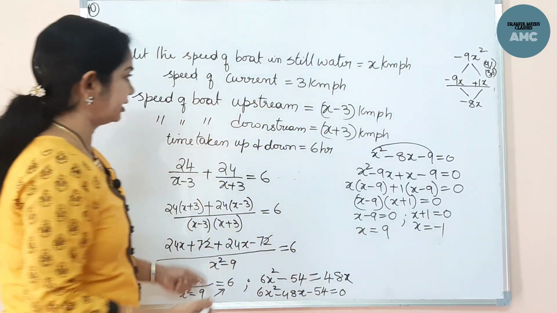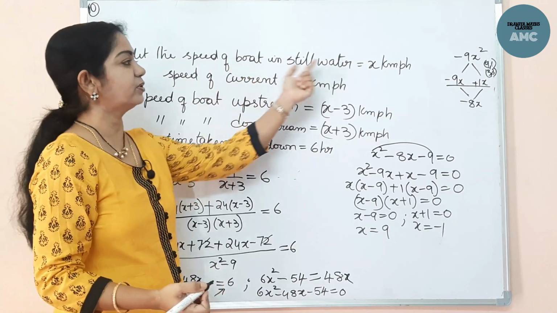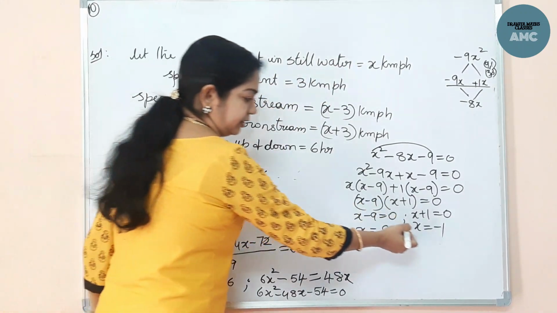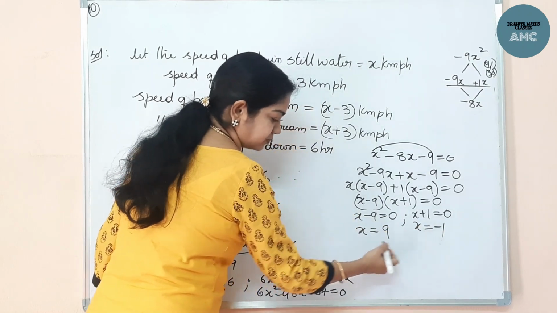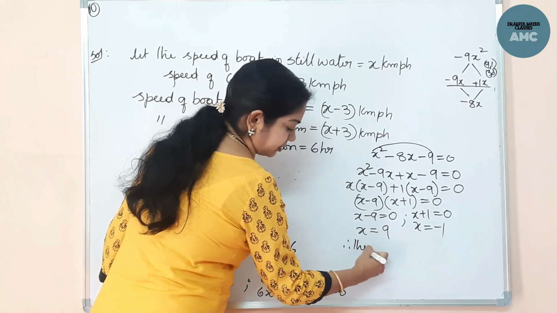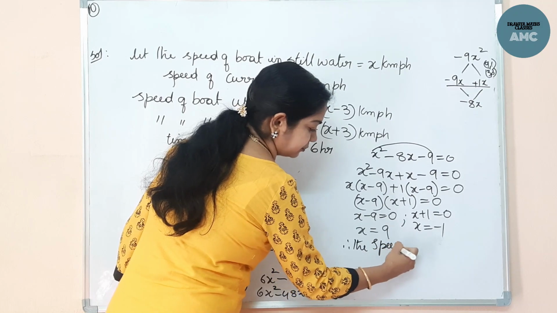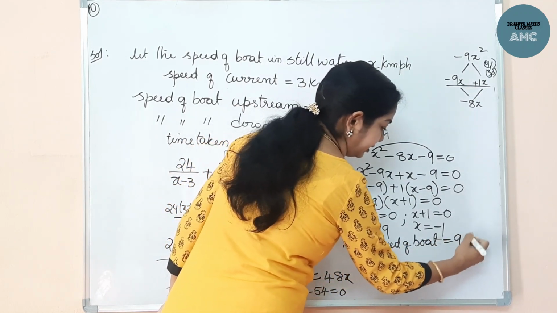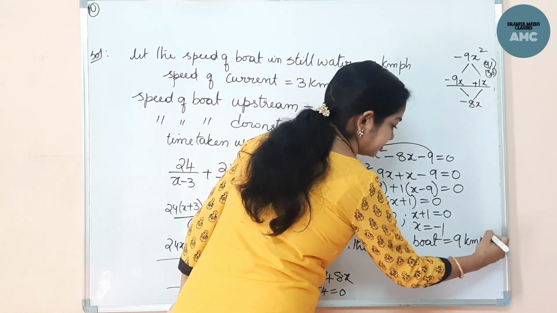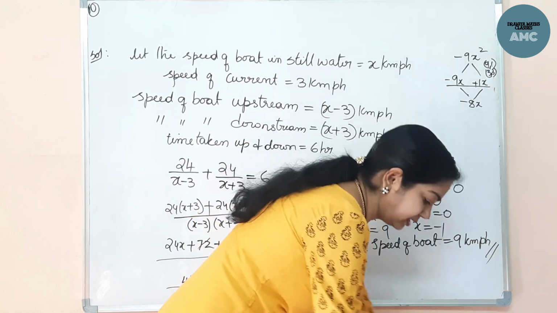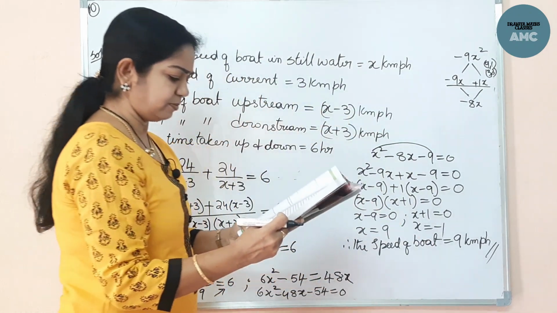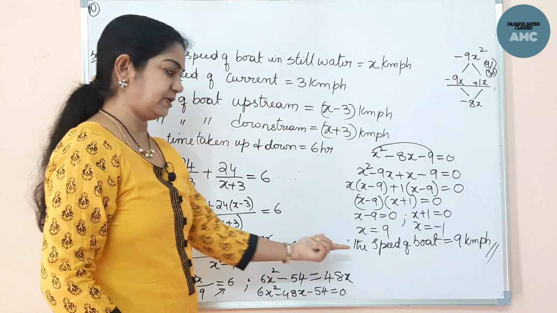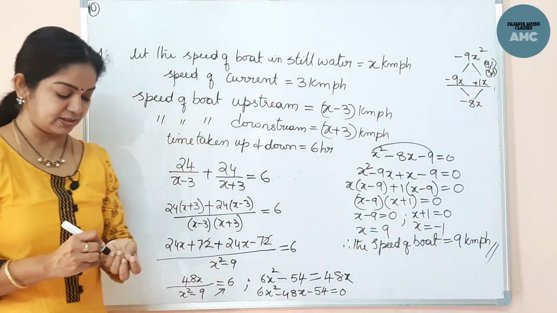Now we cannot take the negative term because the speed of the boat is x. So speed cannot be negative. So we cannot take the negative, so we avoid this minus 1. Therefore the speed of boat in still water is equal to 9 kilometers per hour. Now what is asked? The speed, isn't it? What is the speed of the motor boat? The speed of the boat is 9 kilometers per hour.